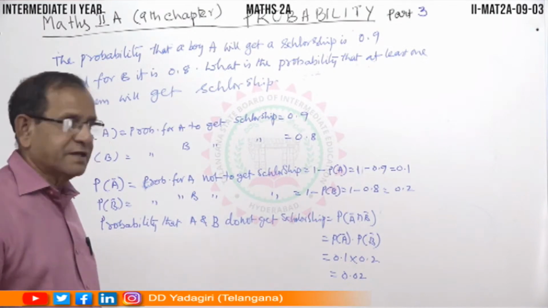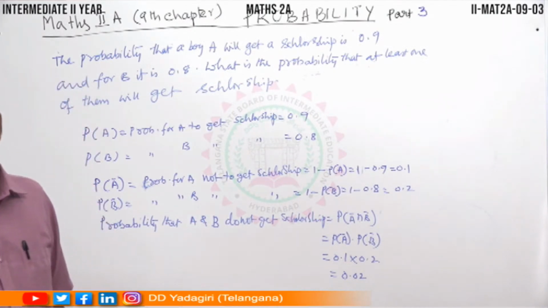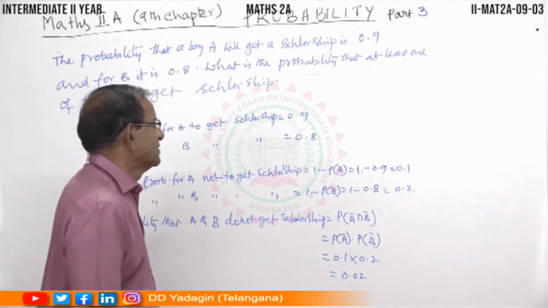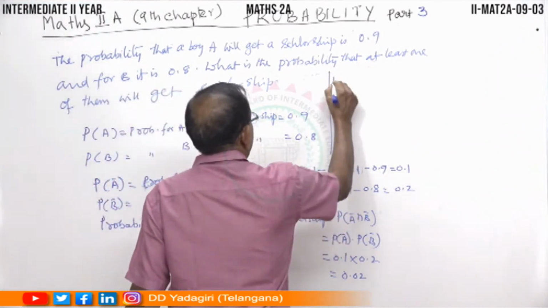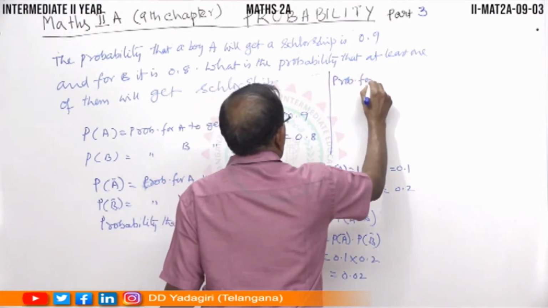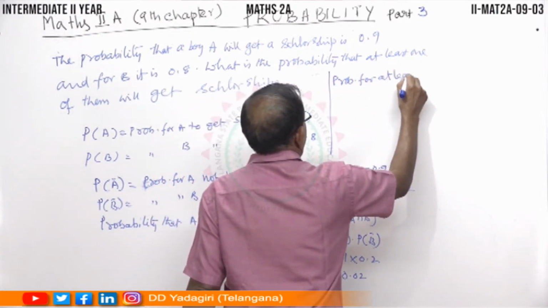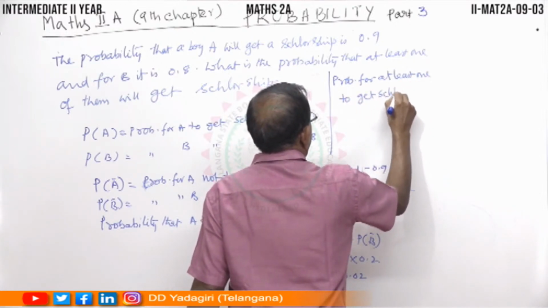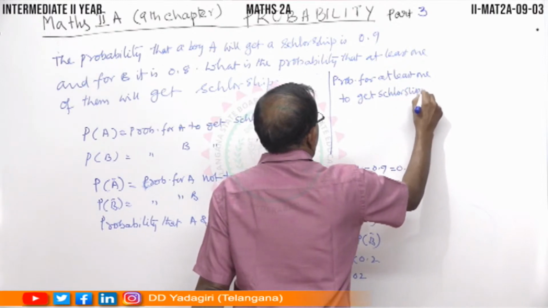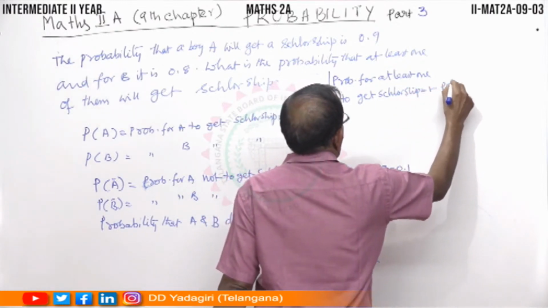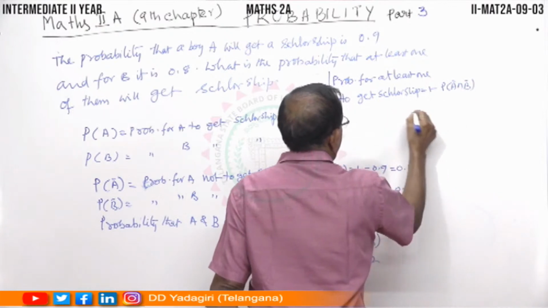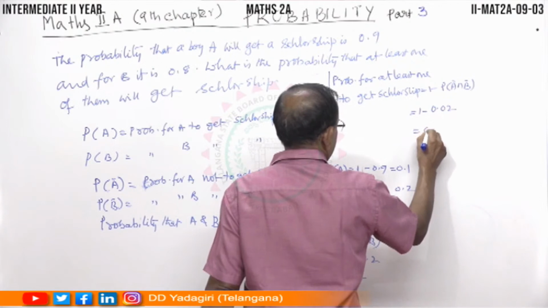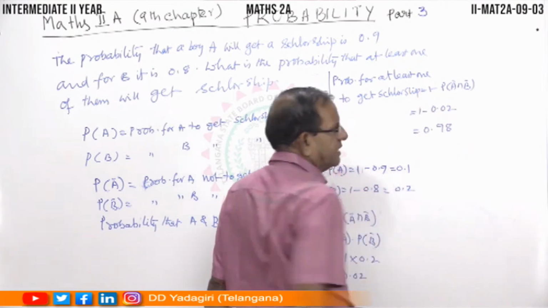Now, what is the probability for at least one of them to get the scholarship? It is 1 minus this. So, probability for at least one to get scholarship is equal to 1 minus P of A bar intersection B bar. That is 1 minus 0.02. That is 0.98.